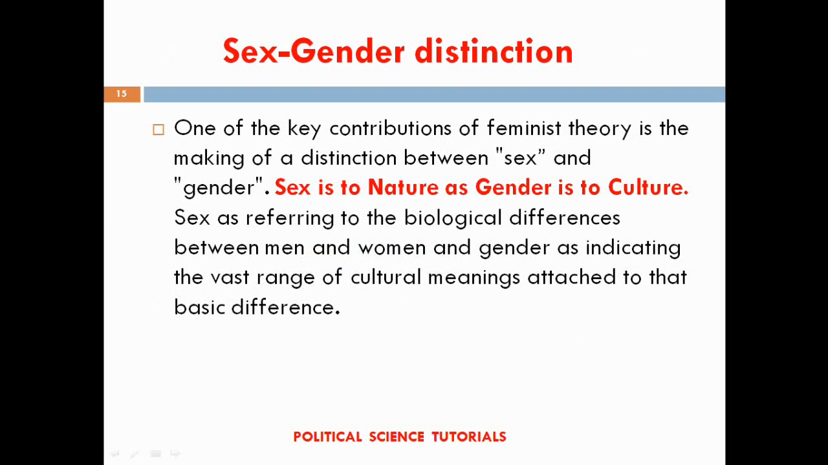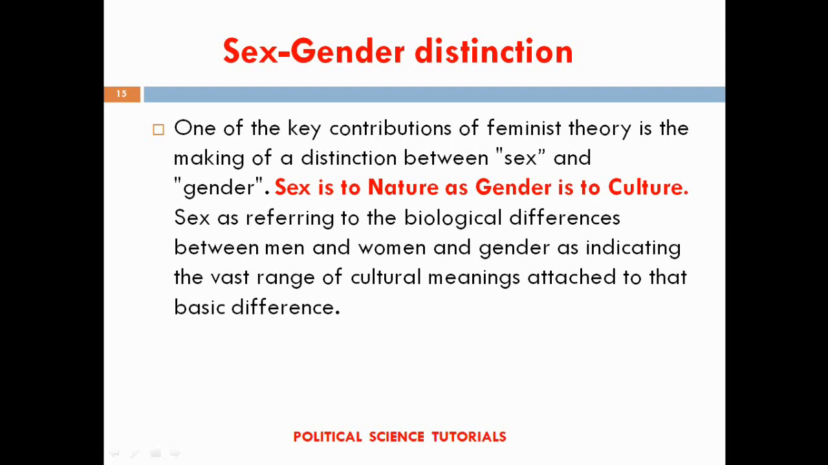Second common ground is that feminists differentiated between sex and gender. They referred to sex as to nature as gender is to culture. We know that biologically it cannot be ignored that there is a distinction between male and female, and they call it sex, which is determined by nature.